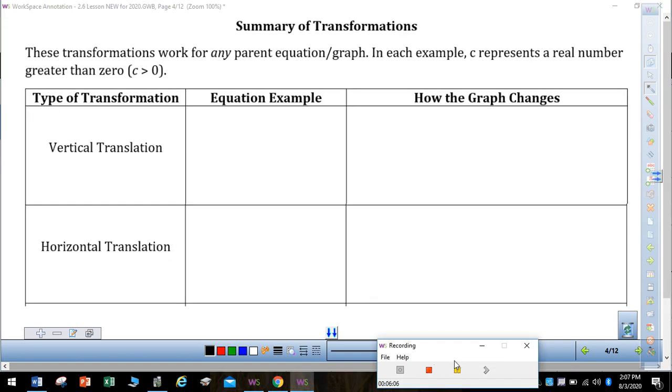All right, so we're going to continue by filling in a chart, a summary of transformations. Transformation is just another name for change. These changes will work for any parent equation or parent graph. In each example, C is going to be a number that represents a real number greater than 0. So the first transformation that we're going to look at is called a vertical translation.